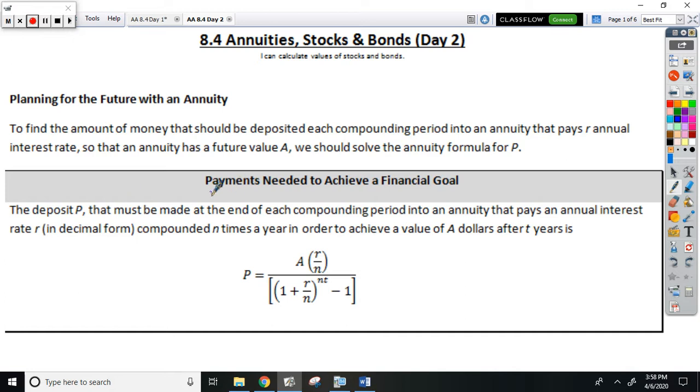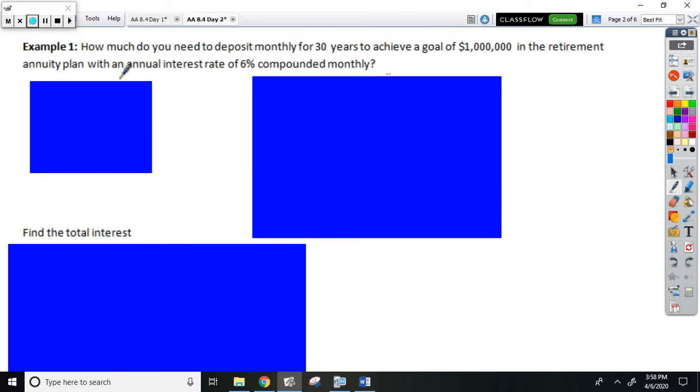So this will help us to find the payments that are needed to achieve a financial goal. It's a similar formula to yesterday, but it's just rearranged and solved for P. So you just have to pay attention to which formula you're using. How much do you need to deposit monthly for 30 years to achieve a goal of $1 million in a retirement annuity plan with an annual interest rate of 6% compounded monthly?